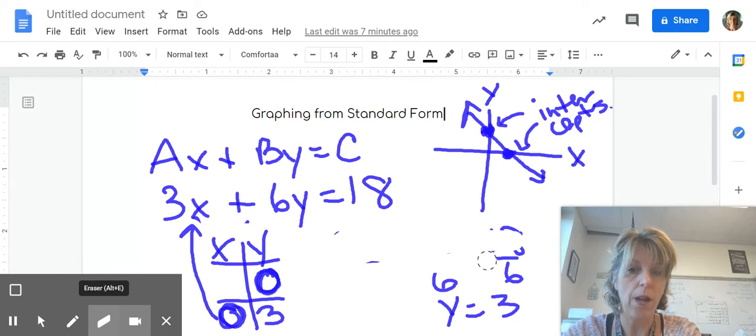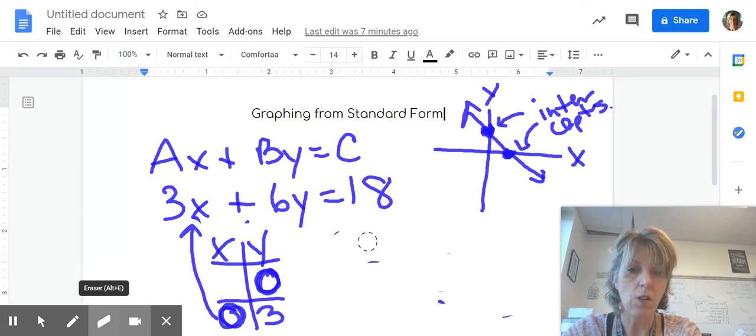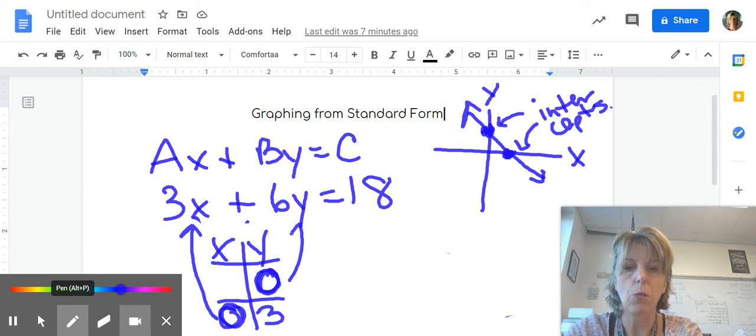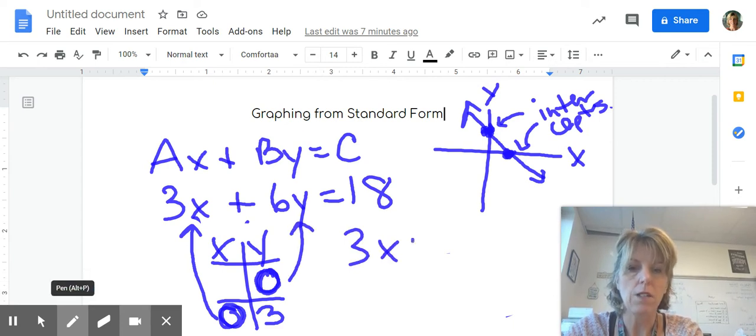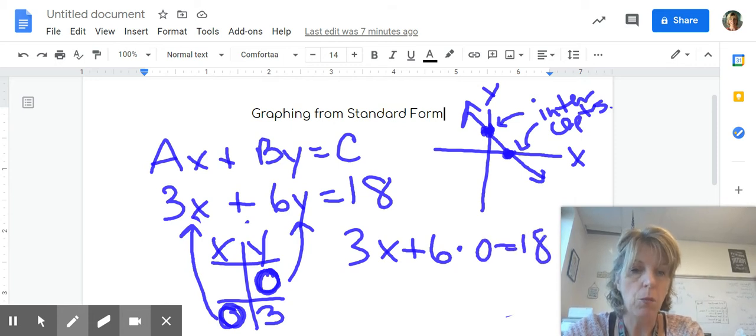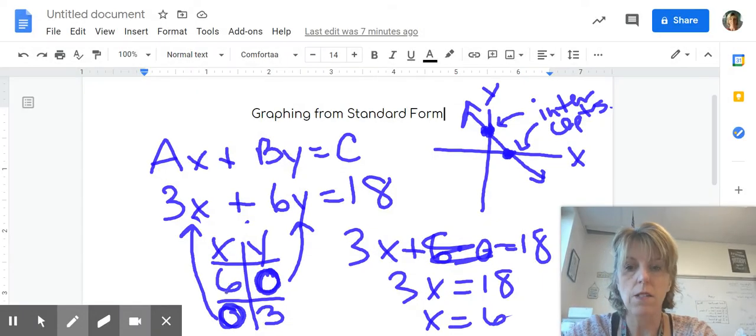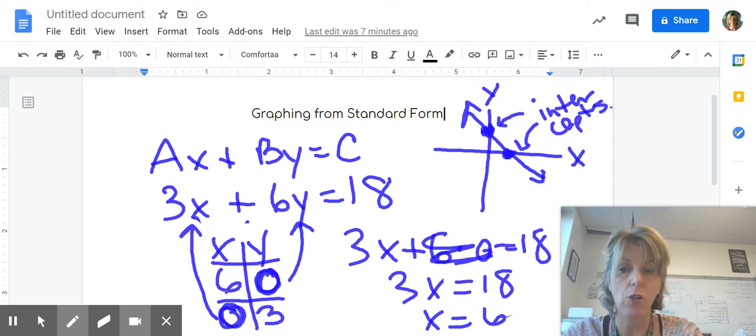Let's flip it around and do the other way. Let's take where y is 0 and watch what happens. So when y is 0, let's take that 0, put it right there. So I get 3x plus 6 times 0 equals 18. Multiplying by 0 is the great eraser. That's going to go away. I'm left with 3x equals 18. Divide both sides by 3, I get x equals 6. So when y is 0, x is 6. And if I have just those 2 points, I can graph the whole line.